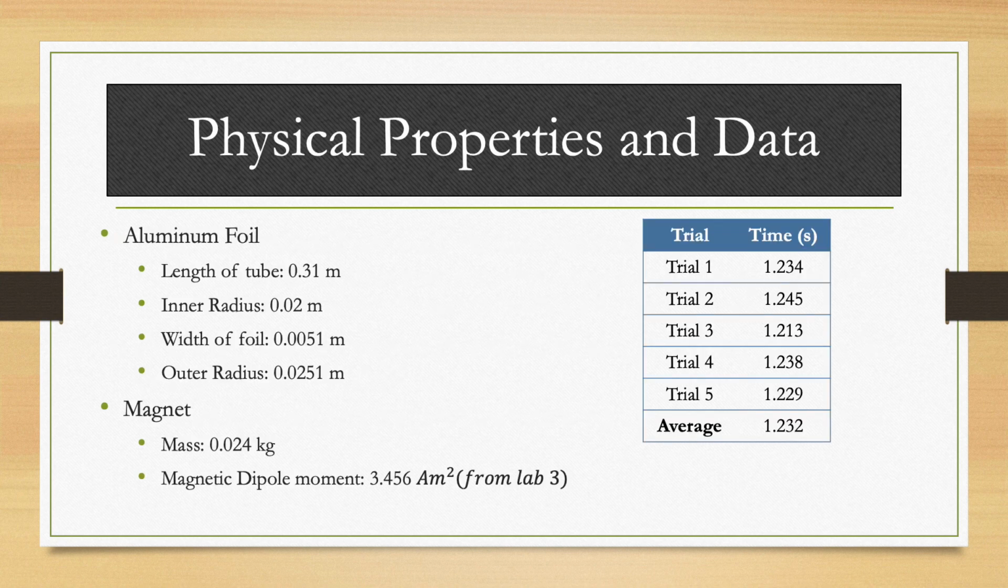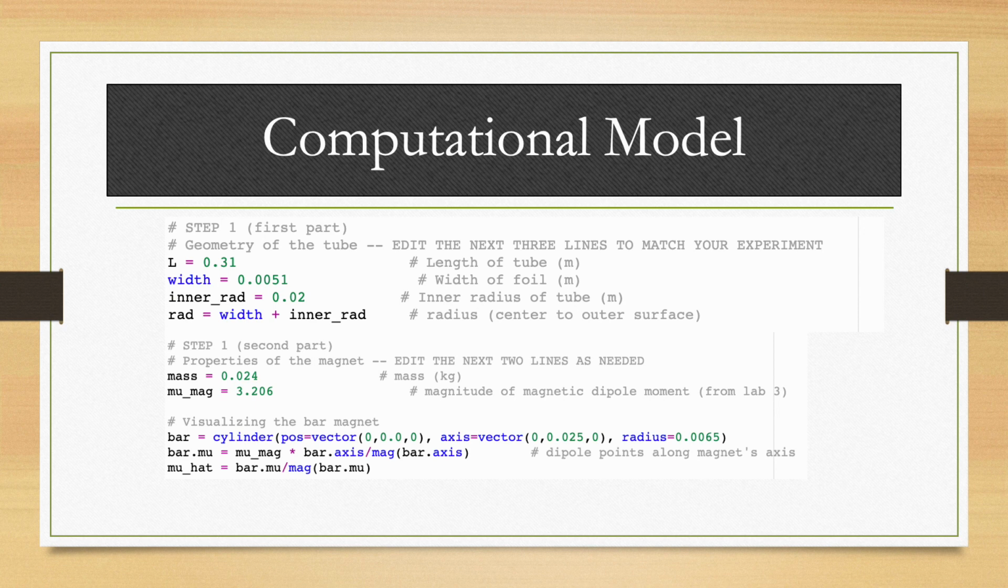Here are the physical properties of the aluminum foil and magnet. The magnetic dipole moment here is found from lab 3. The average time taken for the magnet to reach the bottom of the tube is 1.232 seconds. The following slides will outline the computational models and the steps within it.